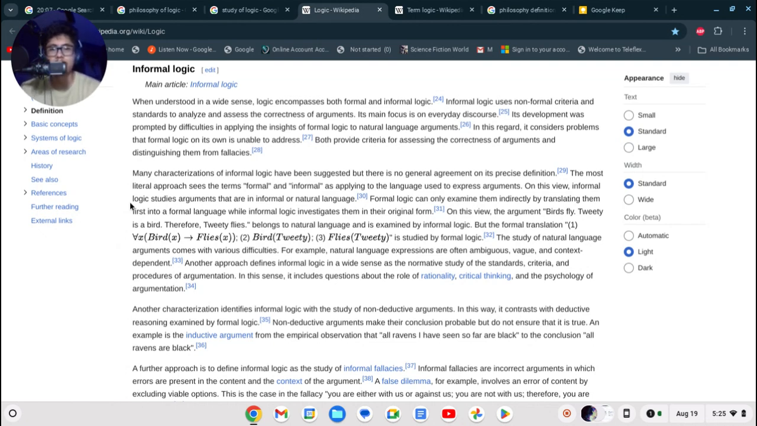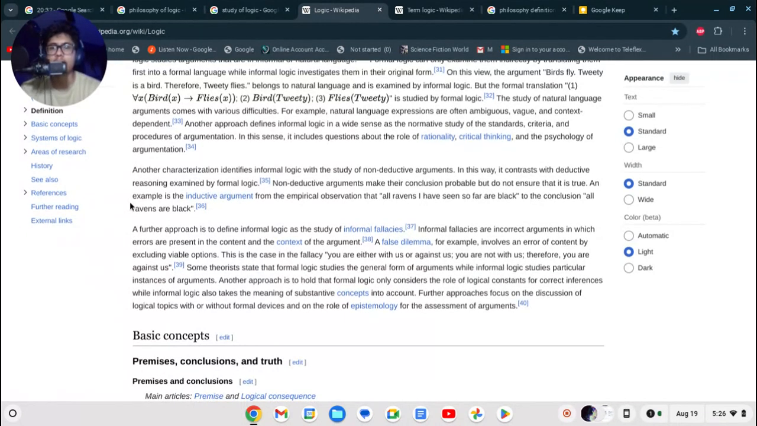The study of natural language arguments comes with various difficulties. For example, natural language expressions are often ambiguous, vague, and context dependent. Another approach defines informal logic in a wide sense as the normative study of the standards, criteria, and procedures of argumentation. In this sense, it includes questions about the role of rationality, critical thinking, and the psychology of argumentation. Another characterization identifies informal logic with the study of non-deductive arguments. In this way, it contrasts with deductive reasoning examined by formal logic.